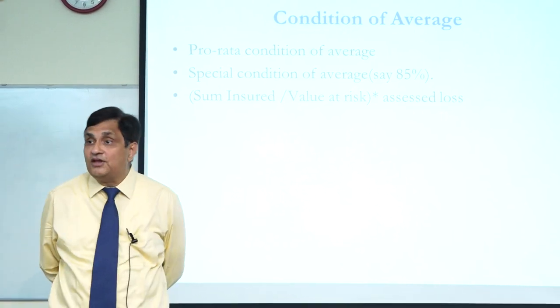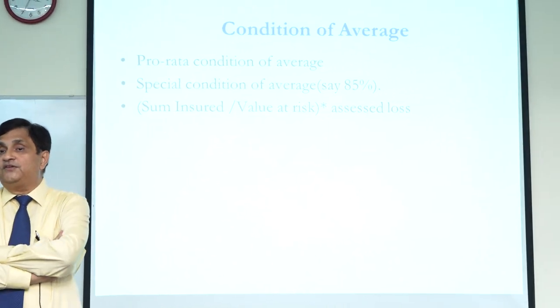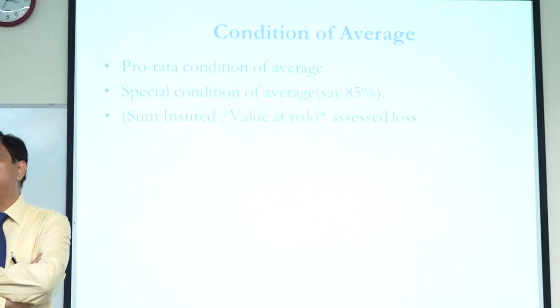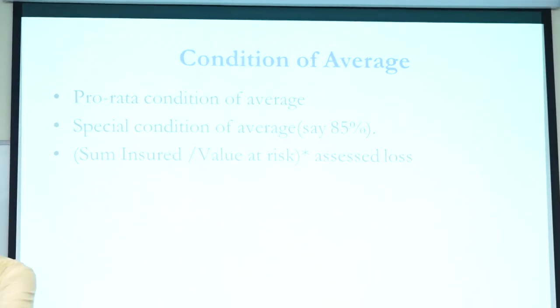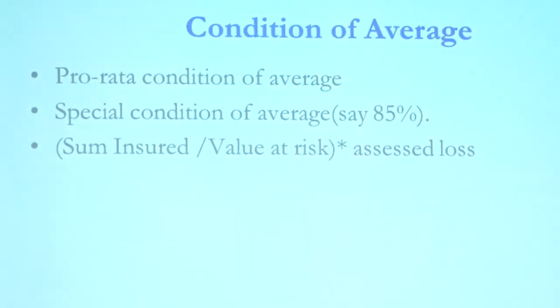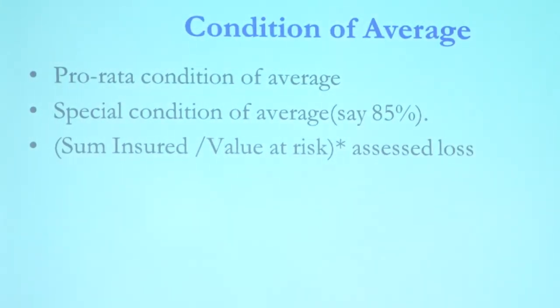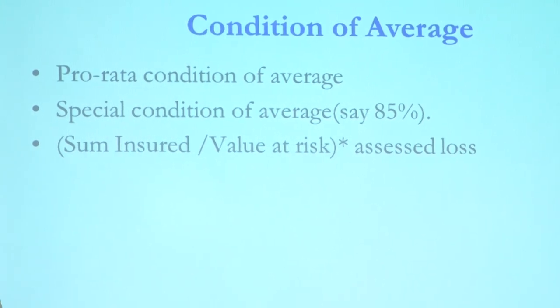Special condition of average, I already told you, in a fire policy, say 85%, up to 85% I don't deduct any underinsurance. That means any underinsurance up to 15%, I am waiving off. Only if the value is less than 85 am I going to deduct for underinsurance. Otherwise, I am not going to deduct for underinsurance.